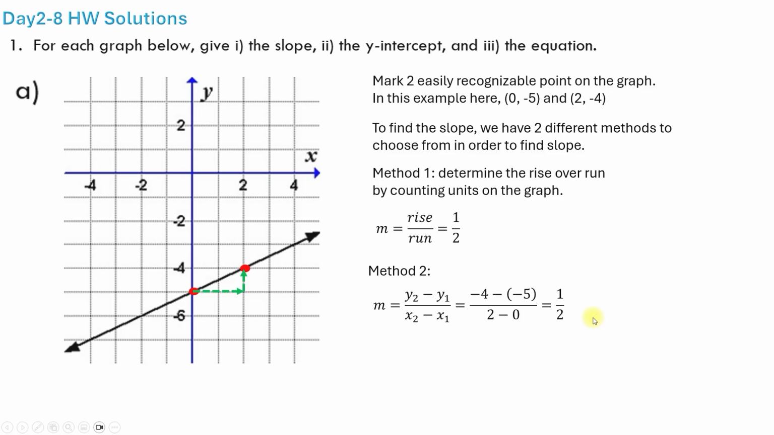Now the second thing that we need to know in order to write an equation is what the y-intercept is. And we can see this fairly easily just following the line where it crosses the y-axis. Tells us that the y-intercept is -5. We have enough information now to write our equation. y equals 1/2 x minus 5.